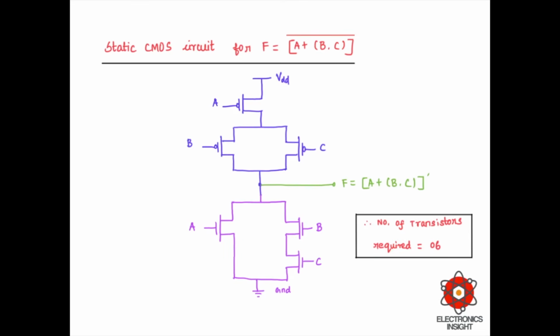Now the question is, compare the number of transistors required for implementing the function (A plus B dot C) the whole bar using static CMOS circuit design. So now we'll count the number of transistors: 3 PMOS transistors are required and 3 NMOS transistors are required. So in total, the number of transistors required is 6.